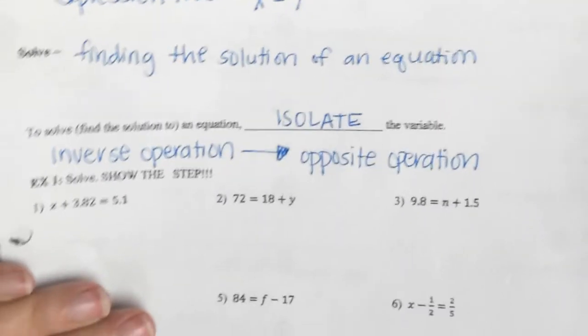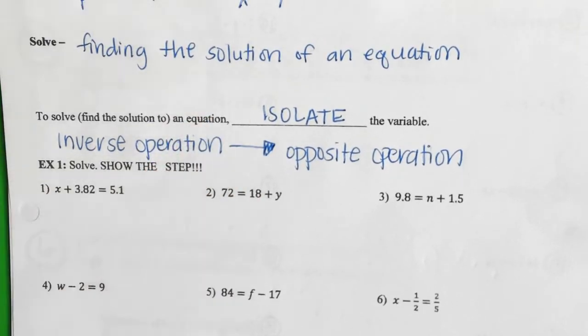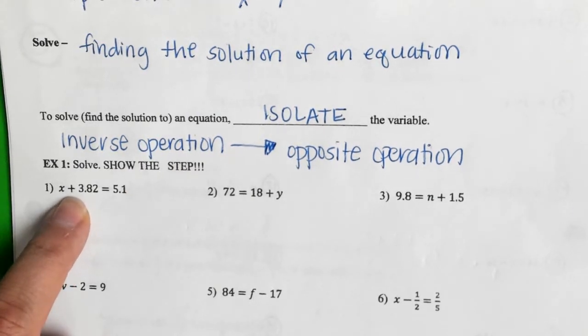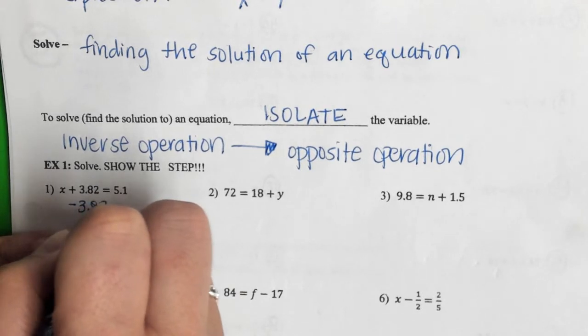So, here we go. Looking at the first example. Again, my goal is to isolate the variable. So I want to get rid of something here. What do I want to get rid of? 3.82. And I'm going to do that by using the inverse operation. So this is addition, and I'm going to do what? Subtract. So what I'm going to do is minus 3.82.